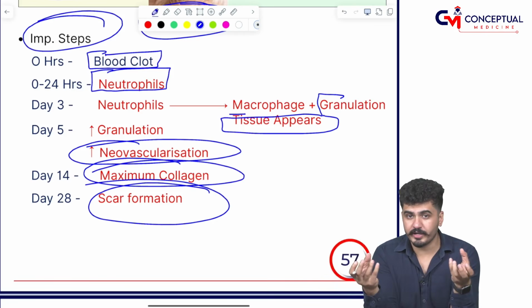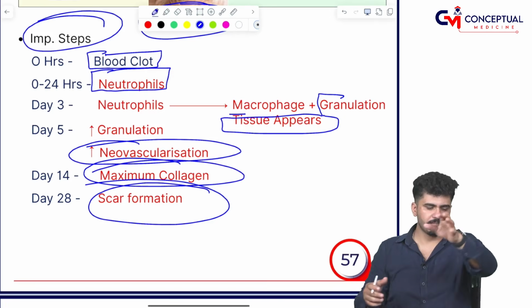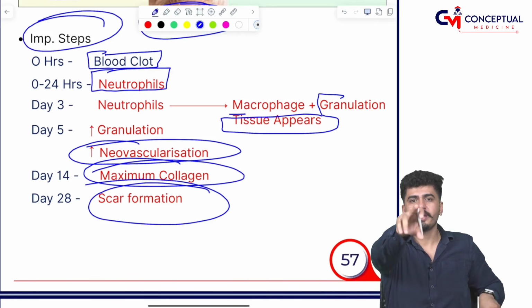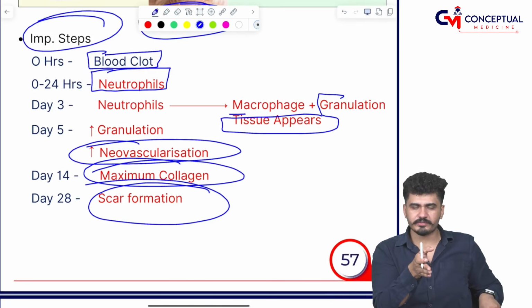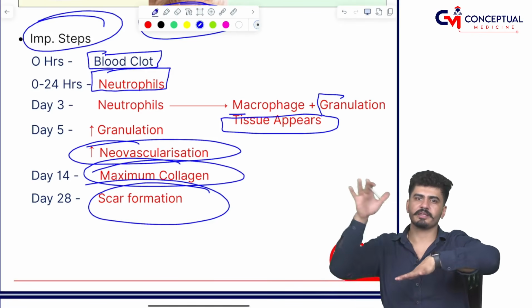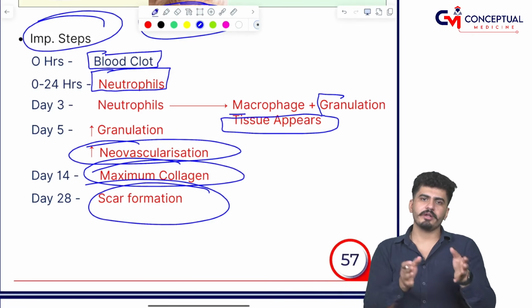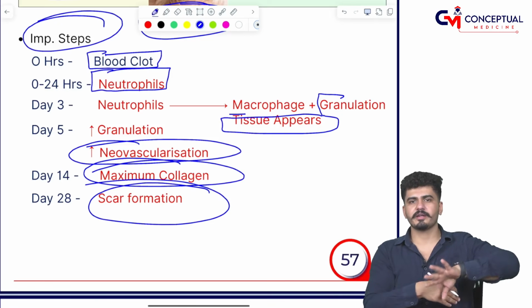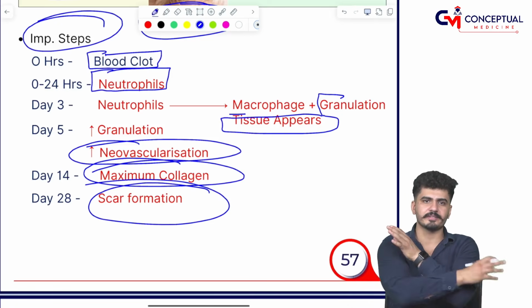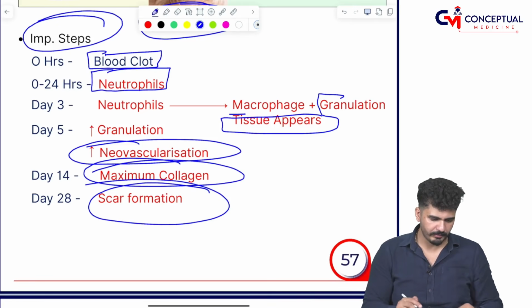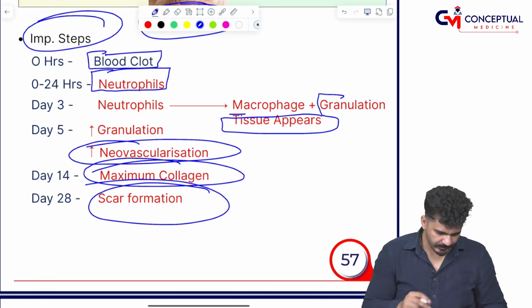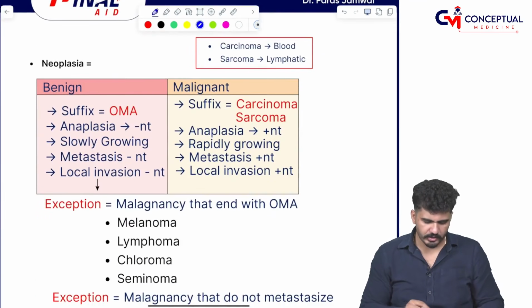And what is the hallmark of granulation tissue? That I've taught you. The hallmark of granulation tissue is going to be your neovascularization. Once the neovascularization starts, maximum collagen comes, then there is a scar formation. Clean wound, no loss of tissue, primary healing. Unclean wound, loss of tissue, secondary intention healing. This is how you will remember. Done. Chalo.